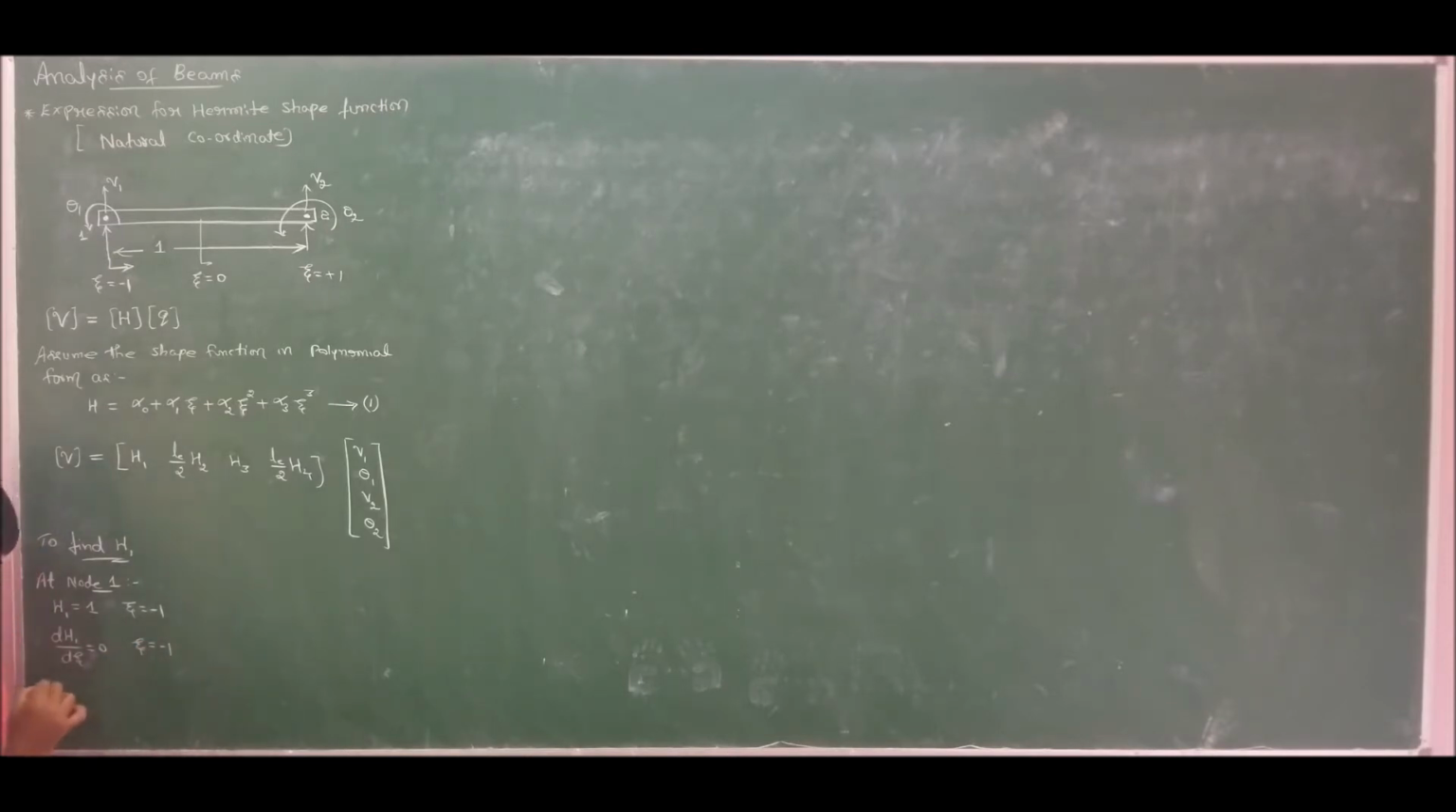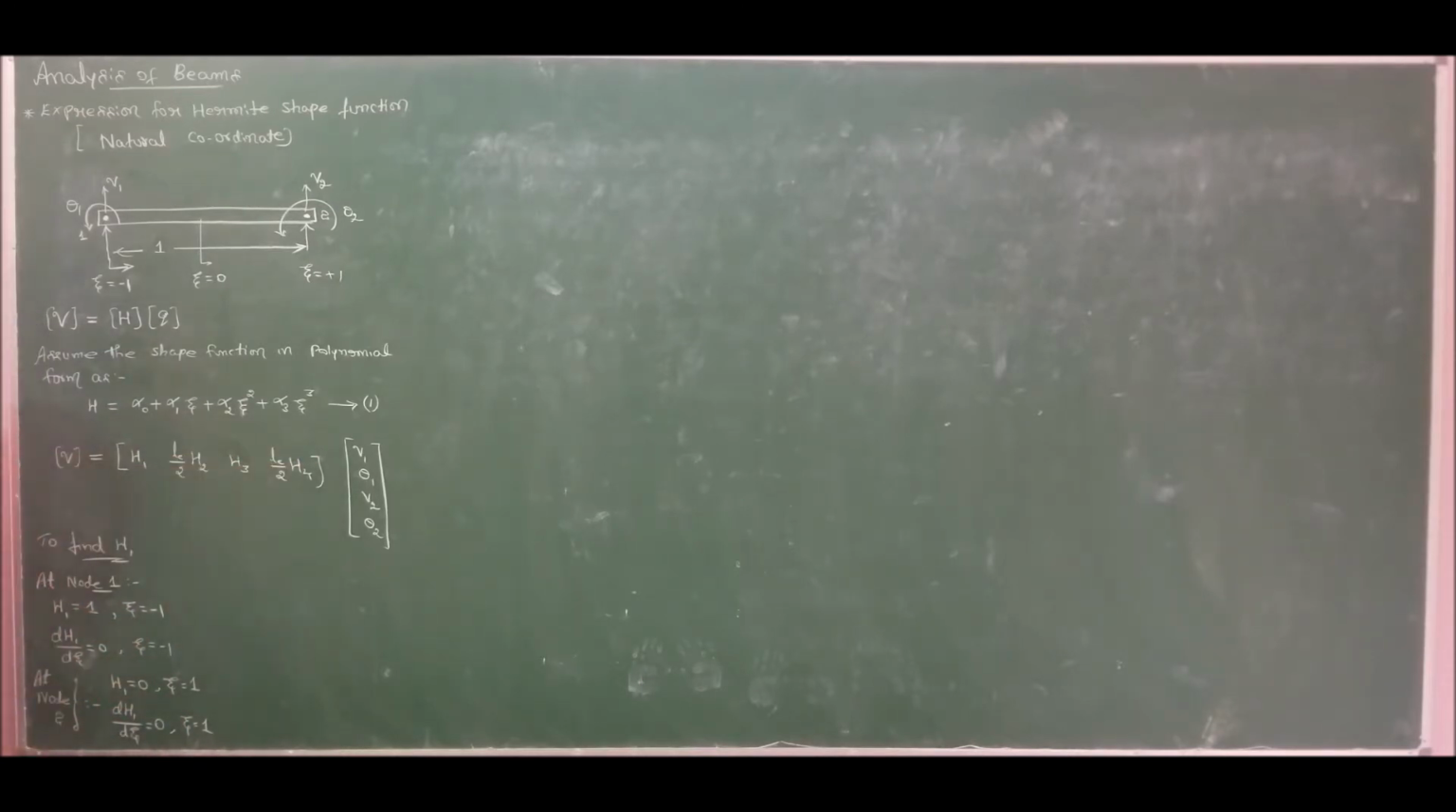Similarly at node 2, we can write the value of h1 is 0, where zeta is +1. The derivative of shape function h1 with respect to zeta is 0 at node 2, where zeta is +1. So these are the conditions we have at node 1 and node 2 with respect to shape function h1.